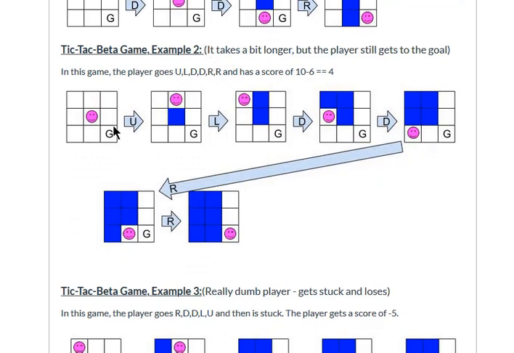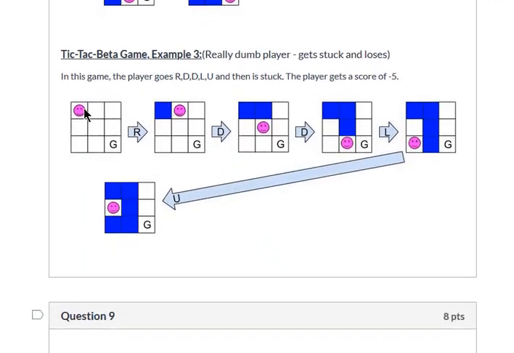This takes a little bit longer, so they go up, left, down, down, right, right. So that should be 10, and then they made 1, 2, 3, 4, 5, 6 moves. So 10 minus 6 is 4. Good. And here's the dumb play, right? They go right, down, down, left, up, and they're stuck, and they get a score of, they moved 1, 2, 3, 4, 5, negative 5.